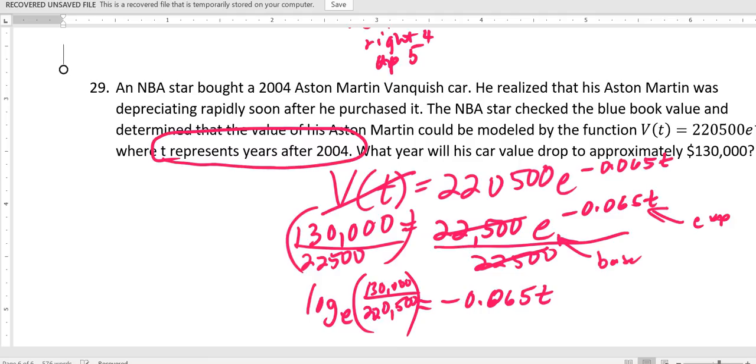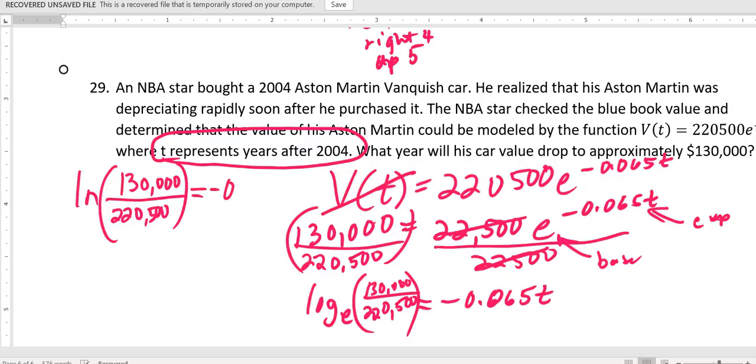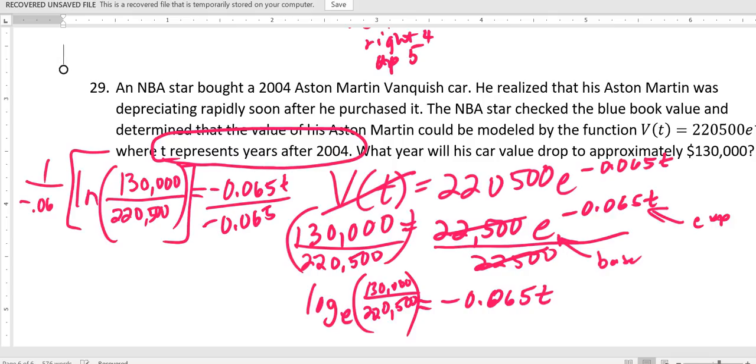That's going to be log base e equals my exponent. I think I'm missing a digit here. Let's fix that. So it's 220,500. Okay. So I know that log base e is a name, ln, natural log. Then when I get T alone, I'm going to divide by 0.065. Remember, I put it on the outside because that's not inside the log.